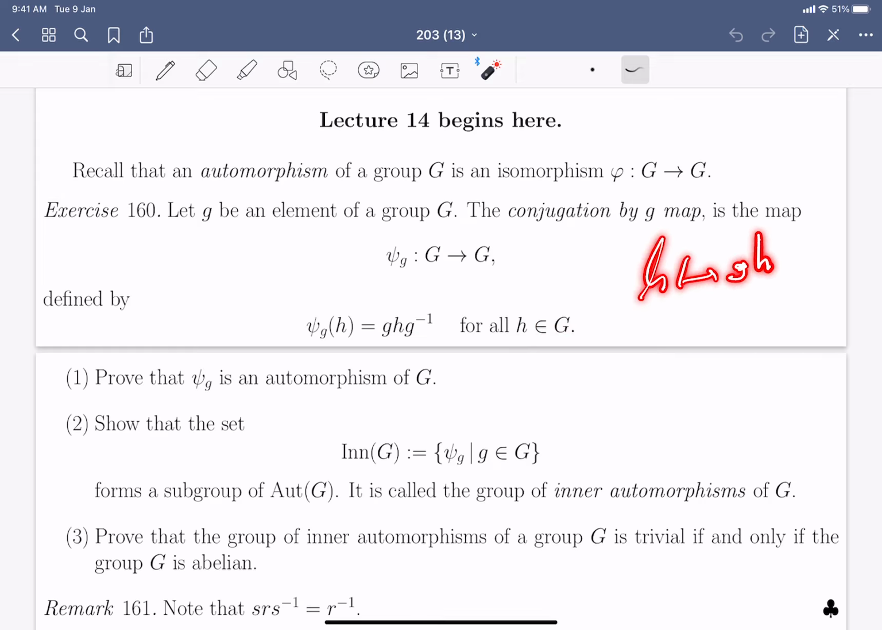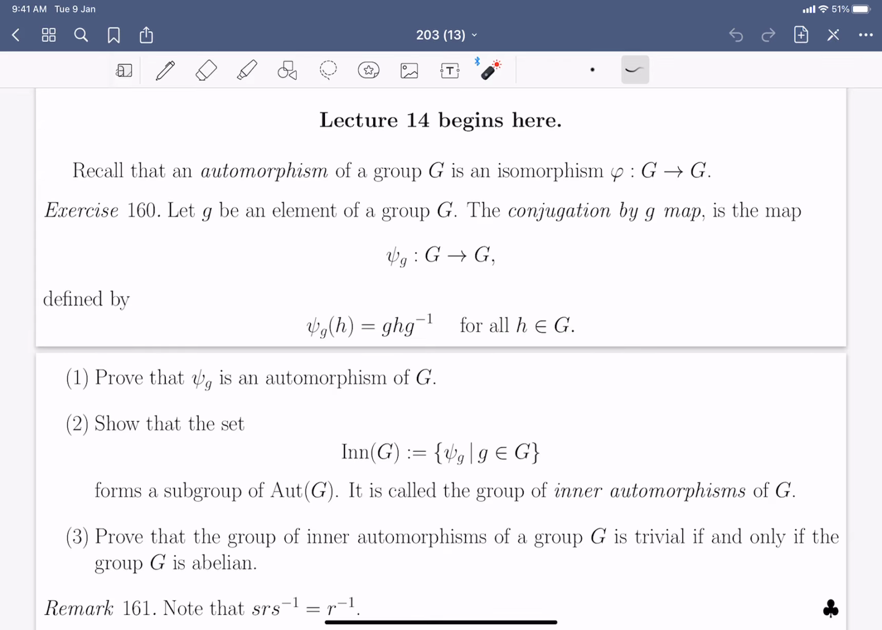While we were dealing with cosets, I think we have studied this kind of map in some implicit form, and also probably while establishing Lagrange's theorem. Anyway, so we define this map psi sub g from G to G, which sends h to g h g inverse for any h in G.